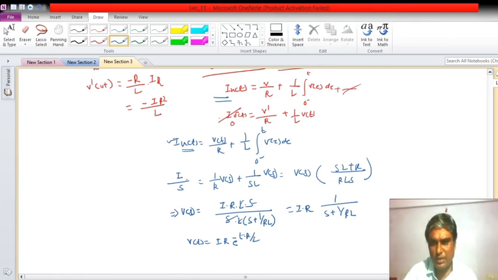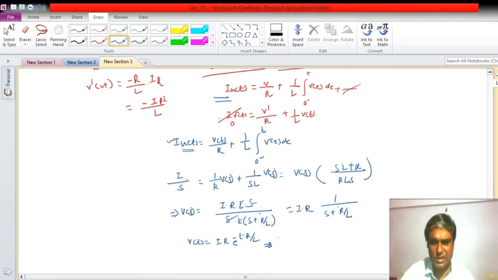Is it right? Because this is not 1 by R L, but this is R by L. This is R by L. Same here, this is also R by L. So it will be IR e raised to minus t into R by L. We can use the standard pair.